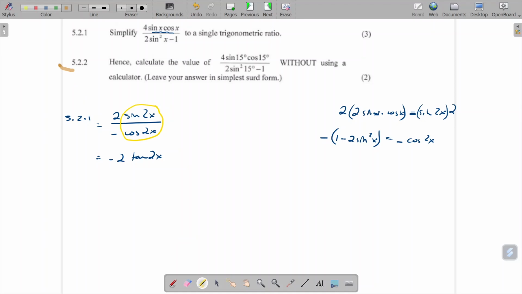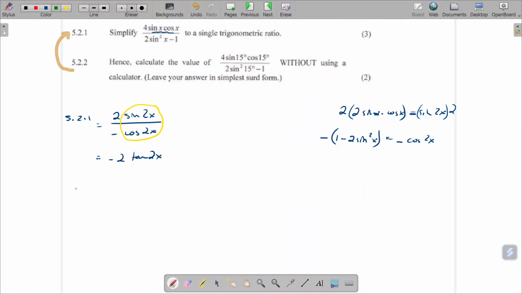Okay, again, we've seen this before where questions are numbered in a way to try to assist you. See how this is numbered to say to you, see the connection between these. Okay, and if I do, I can see the one goes 4 sine x cos x, the other one goes 4 sine of 15 degrees cos of 15 degrees. So what I'm seeing here is therefore for 5.2.2 that if I let x equal to 15 degrees, what this thing would resolve to is minus 2 tan of 30 degrees.